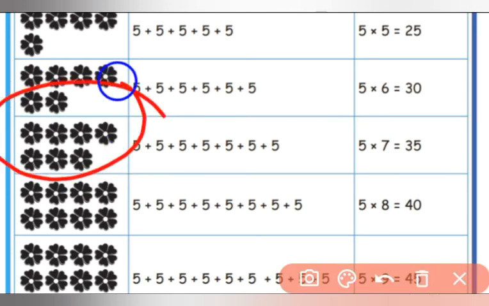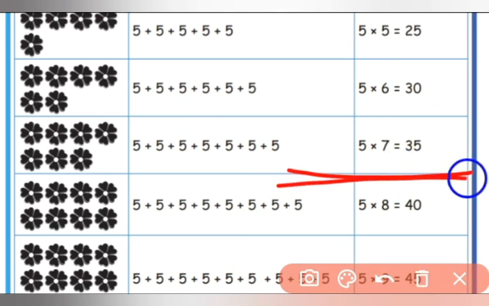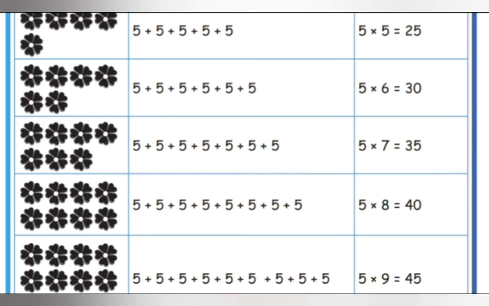Next, 7 times 5. The number of petals is 5, the total number of flowers is 7. The total number of petals is 35. The multiplication fact is 5 into 7 is equal to 35.